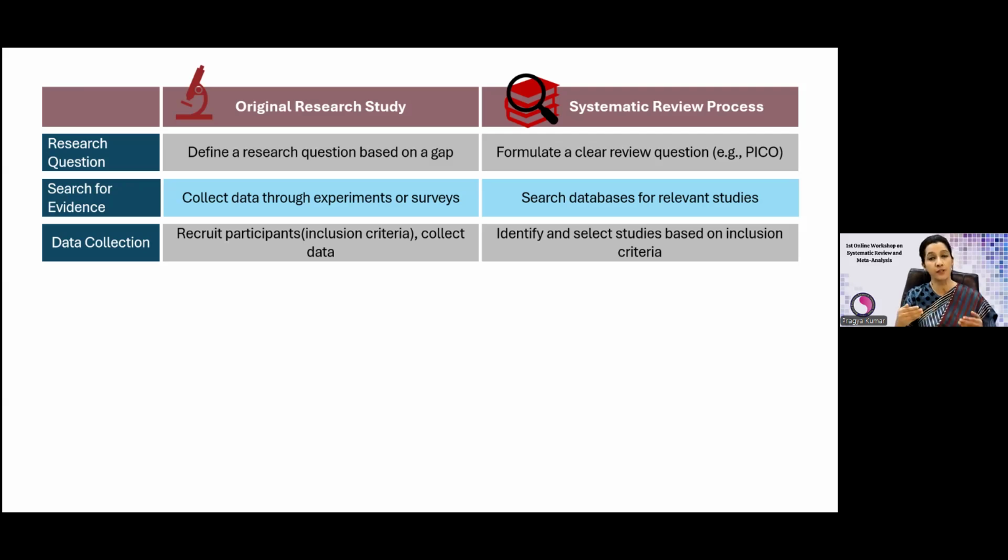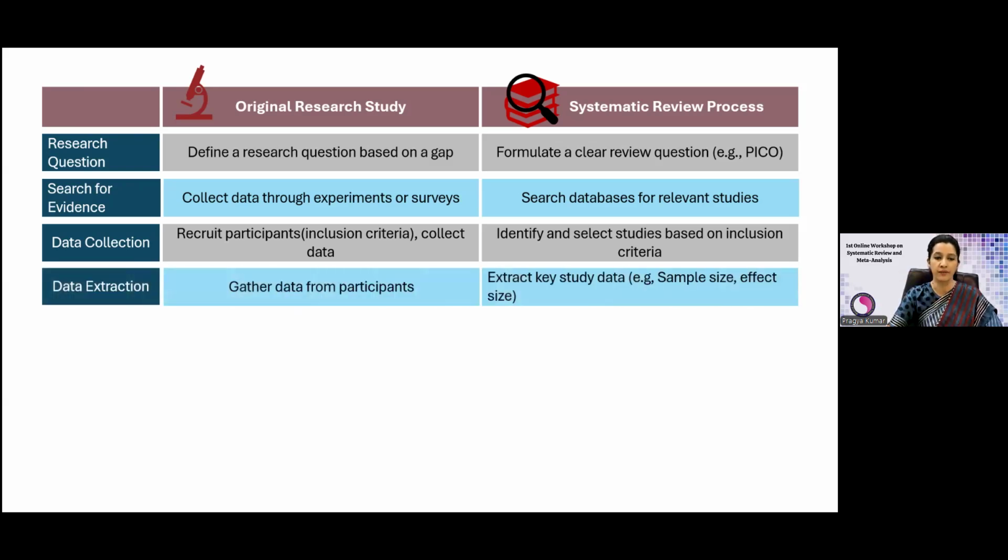Similarly, in case of a systematic review, again, the criteria for selection of study, inclusion and exclusion, are also very clearly laid down. Because generally in case of a systematic review, it's a team which works. So here also you draft the eligibility criteria of the studies to be included and to be excluded.